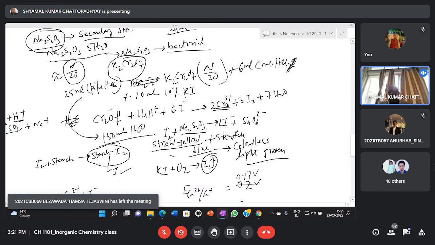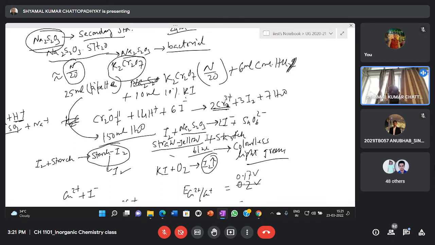Then complete the titration by addition of sodium thiosulfate. When the blue color completely vanishes and you get a colorless or light green color, you should get a light green color because dichromate has been converted to chromium 3, and chromium 3 has a green color. So really the solution background will be light green. A light green color will indicate the endpoint.